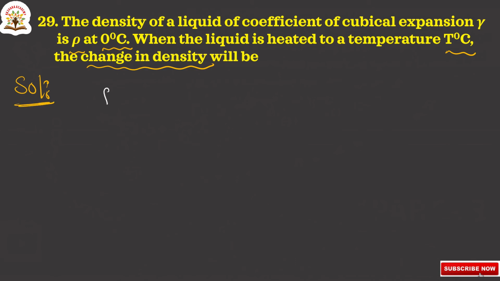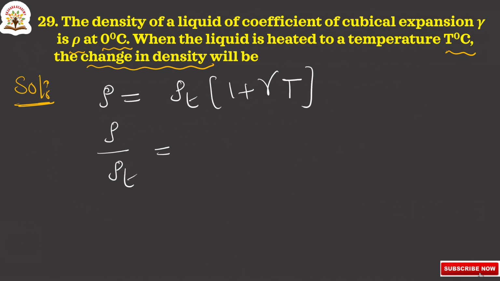Here rho is equals to rho T into 1 plus gamma T. Here they given the temperature T. So, rho by rho T is equals to 1 plus gamma T. So, from this rho by rho T minus 1 is equals to gamma T. So, taking LCM, rho minus rho T by rho T is equals to rho minus rho T by, this is a small t, that is equals to gamma T.